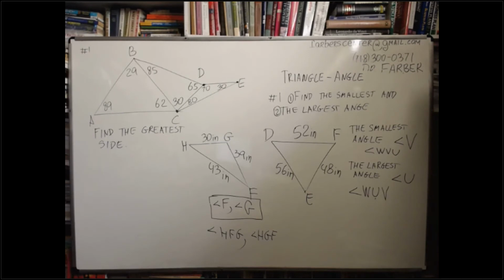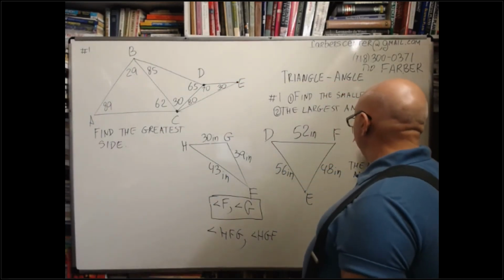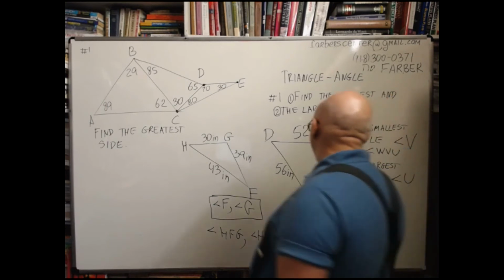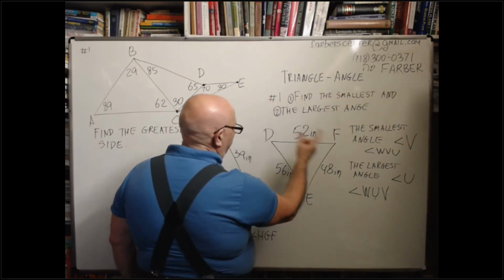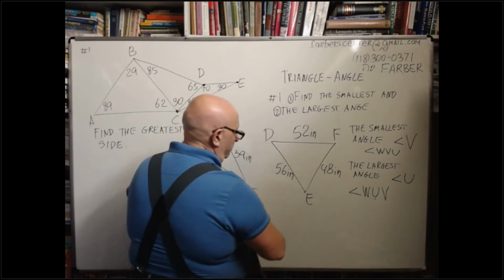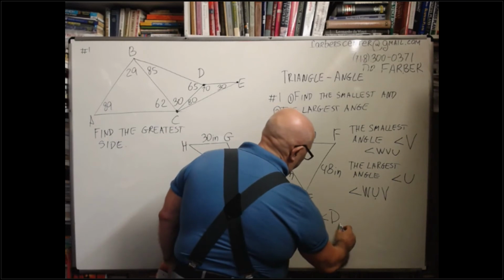Okay. Look at these, students. One more time. The smallest angle is located against the smallest side. And the smallest side is 48. Opposite of this side is angle D. And you put here angle D. And this is the smallest.